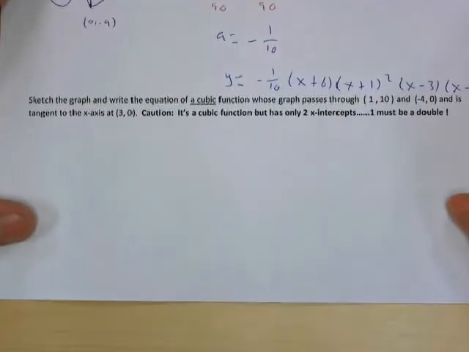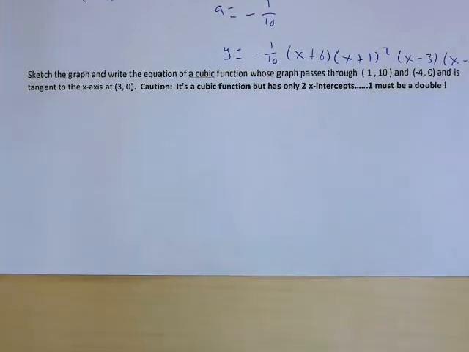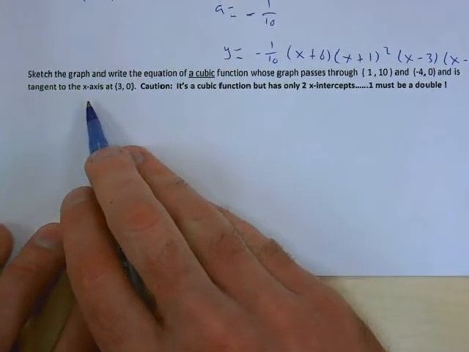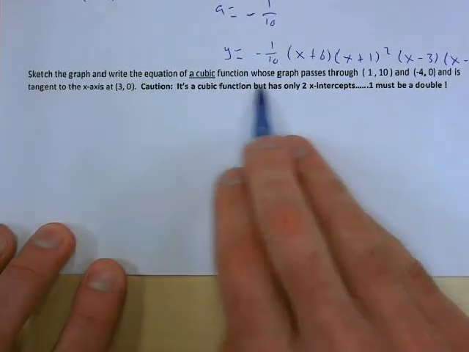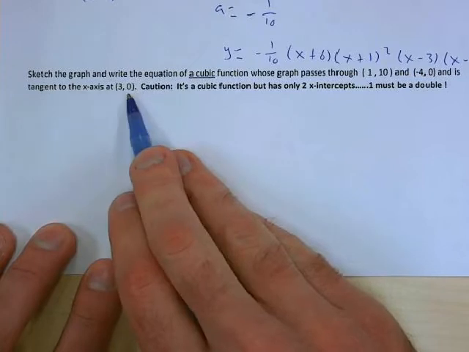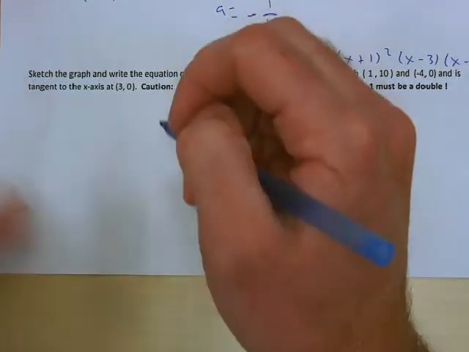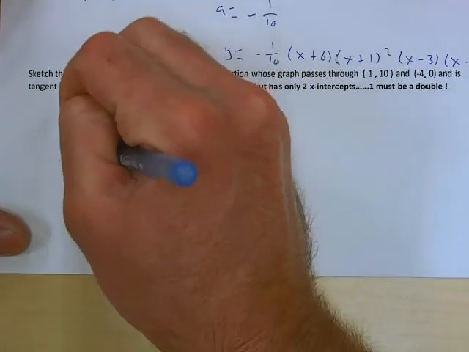Last one. I know this is kind of a long set of notes, but again, this is an important section, learning how to write these equations. So sketch the graph and write the equation of a cubic, so a third degree function, whose graph passes through these points and is tangent to the axis at 3, 0. Okay. All right, so let's get this drawing going first.